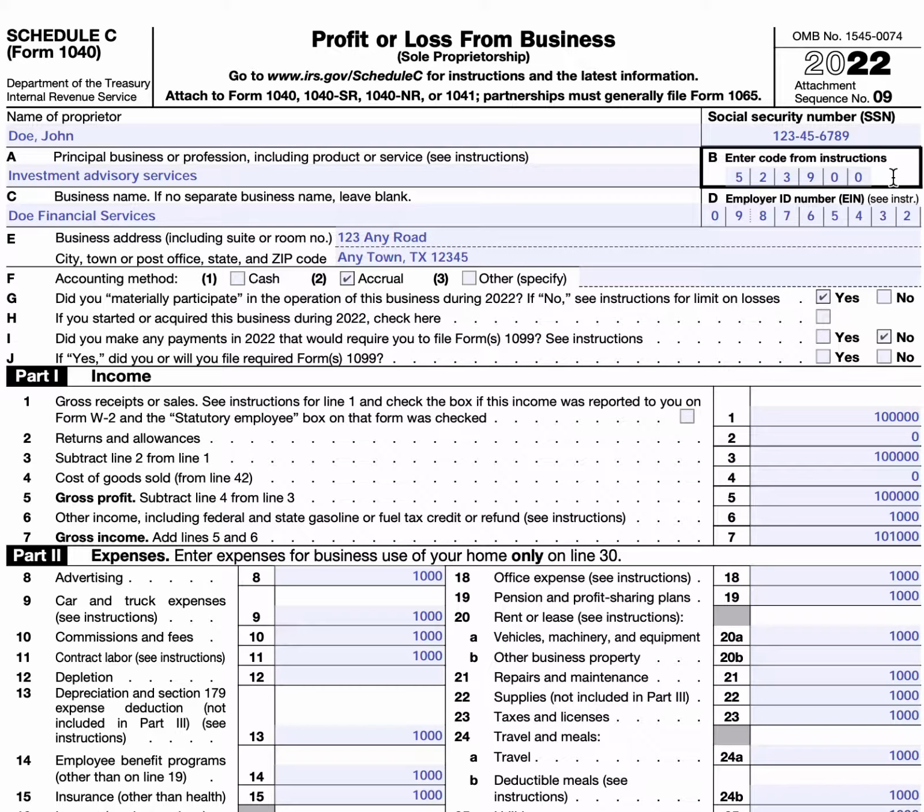Otherwise, you would have to meet one of 7 material participation tests. So here they are. Test 1. You participated in the activity for more than 500 hours during the tax year. Test 2. Your participation in the activity for the tax year was substantially all of the participation in the activity of all individuals for the tax year. This includes individuals who do not own any interest in the activity.